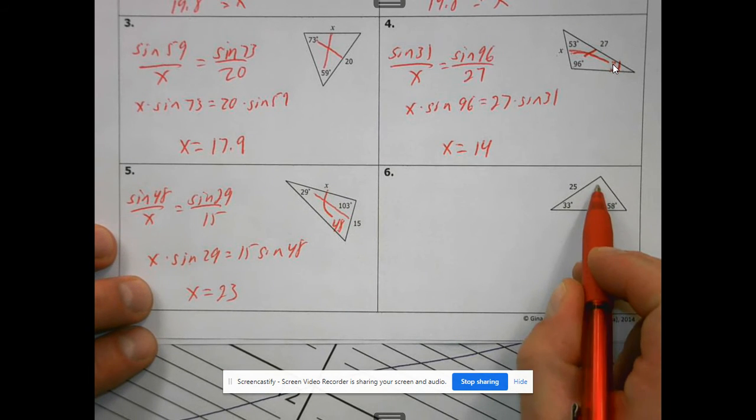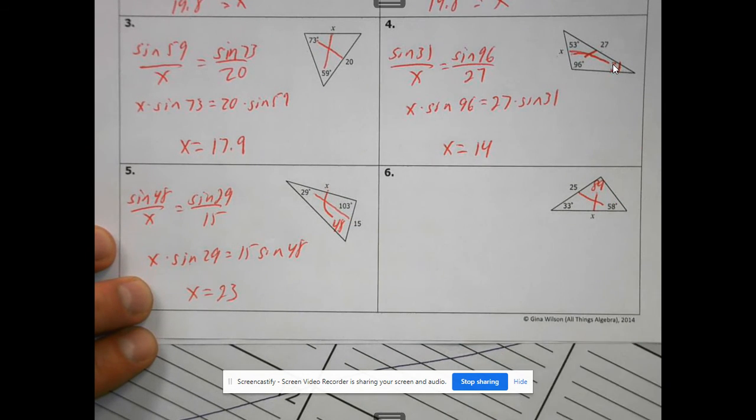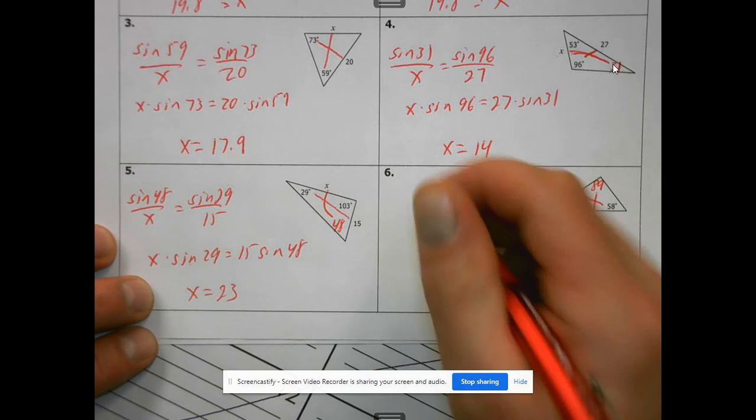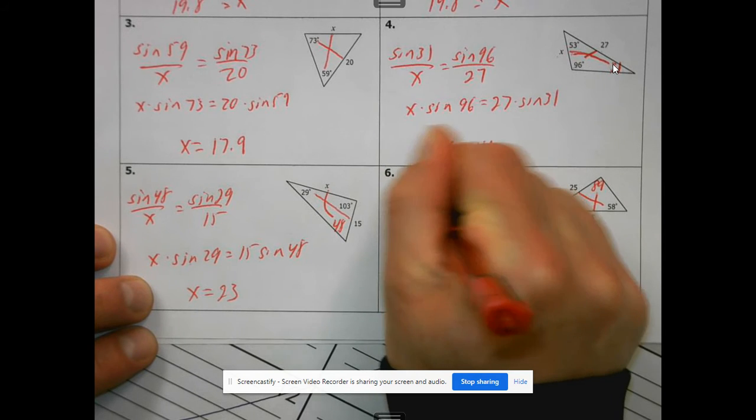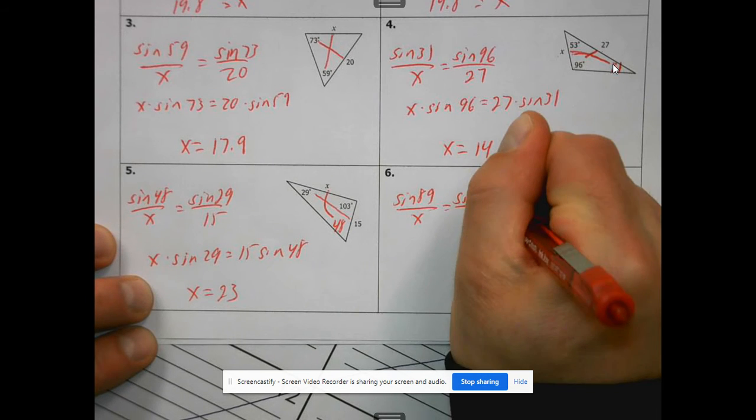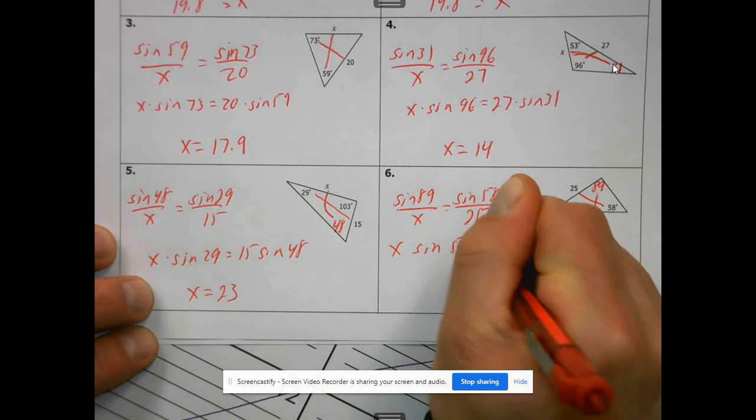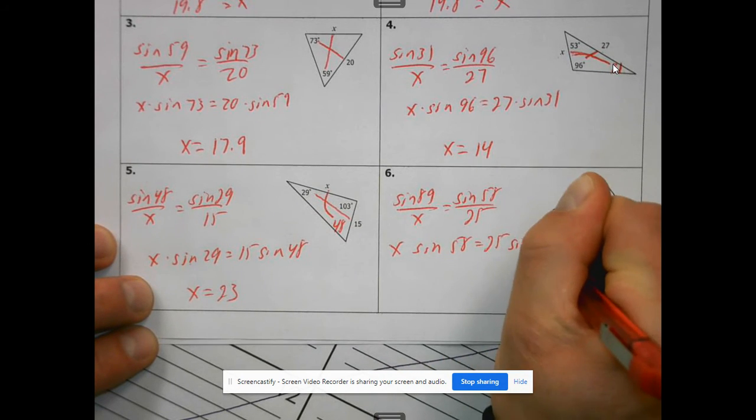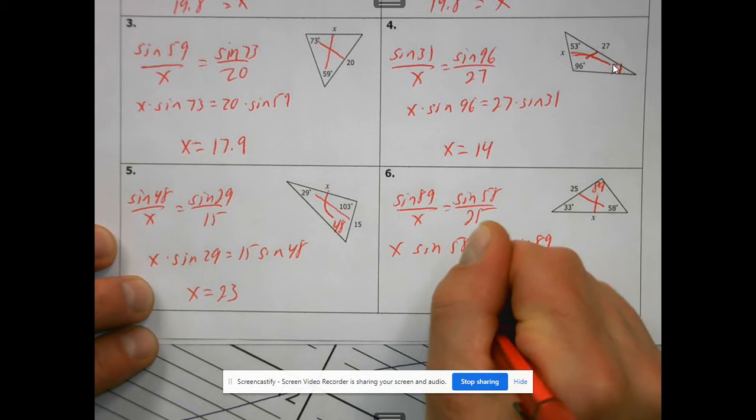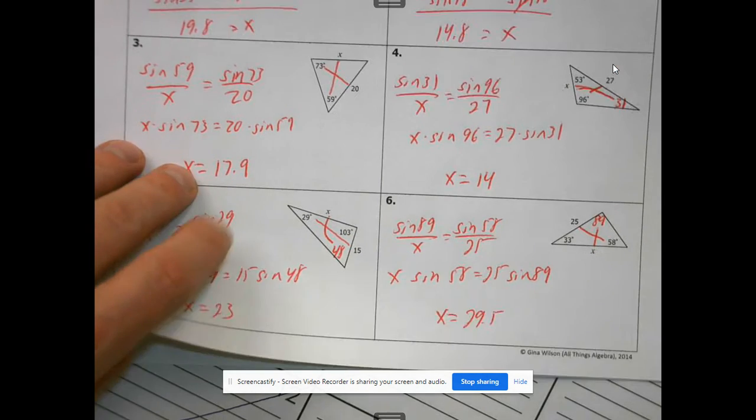Number 6, once again you have to find the missing angle. That's 89. So those two go together, and those two go together. Extra info right there. Sine 89 over X equals sine 58 over 25. Cross multiply: X times sine 58 equals 25 times sine 89. Divide both sides by sine 58. Comes out to be 29.5 rounded. Next page.